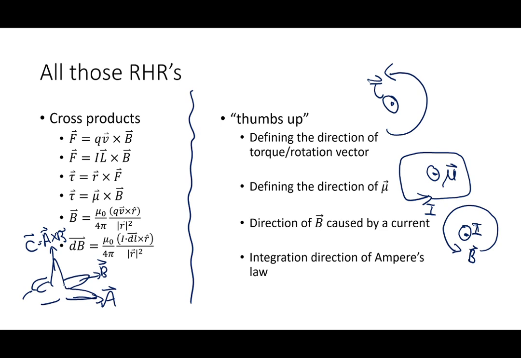And today we went over one more, which is if we have an Amperian loop and we're integrating this way, this is the direction of integration. And then this tells us that that's the direction of positive current. So hopefully that summarizes things a little bit for you and makes things a little more clear.